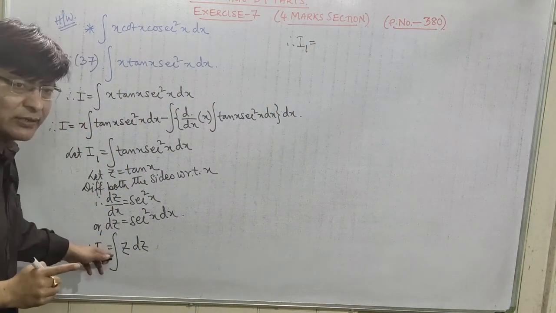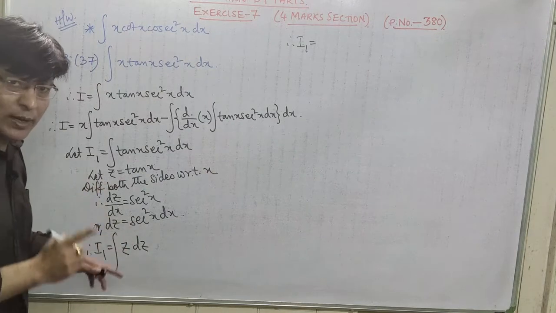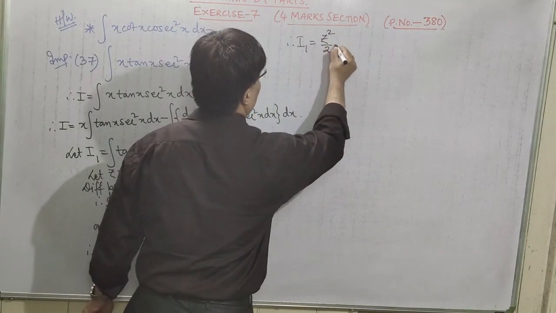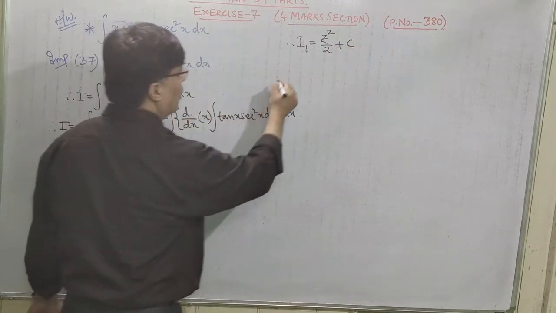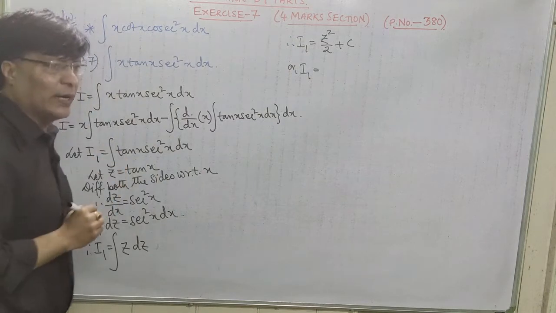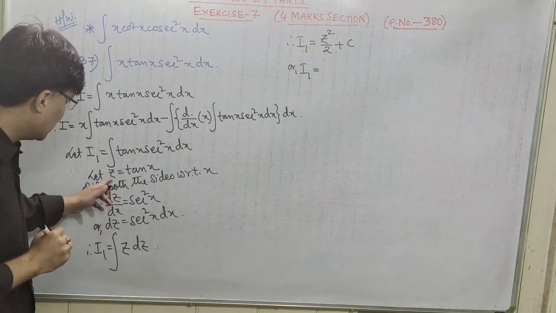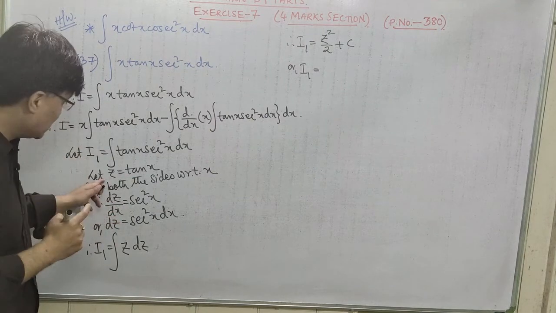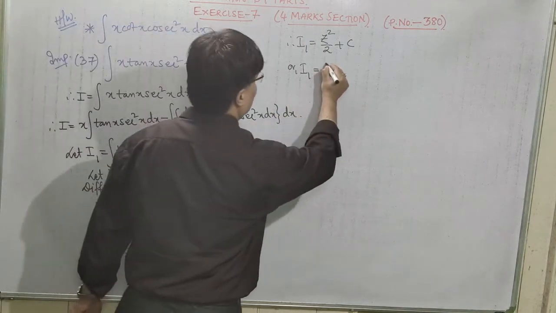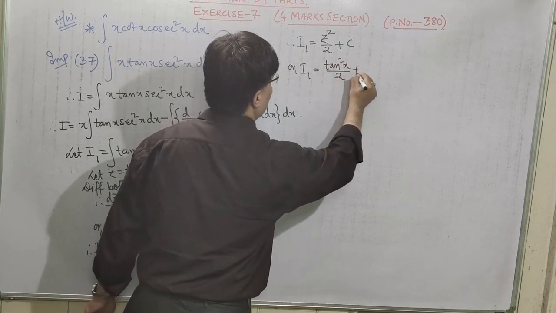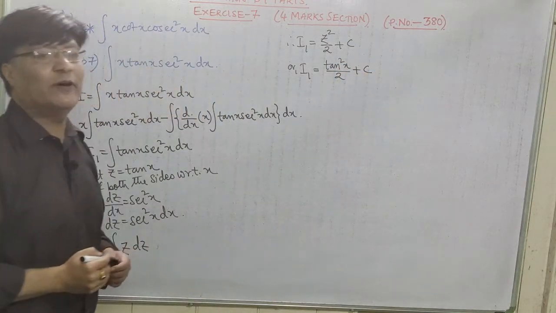What is the integration of z dz? It is z square by 2 plus c. So I1 is equal to, what is z square? Since z is tan x, z square is tan square x. So this is tan square x by 2 plus c. So that is the value for I1.